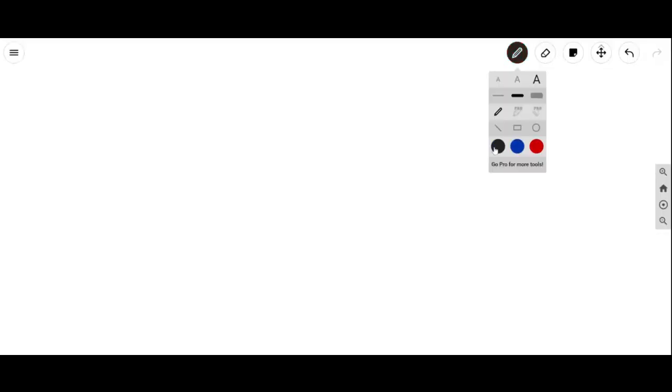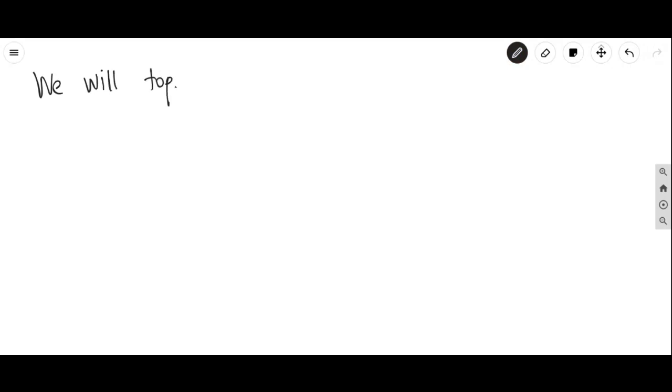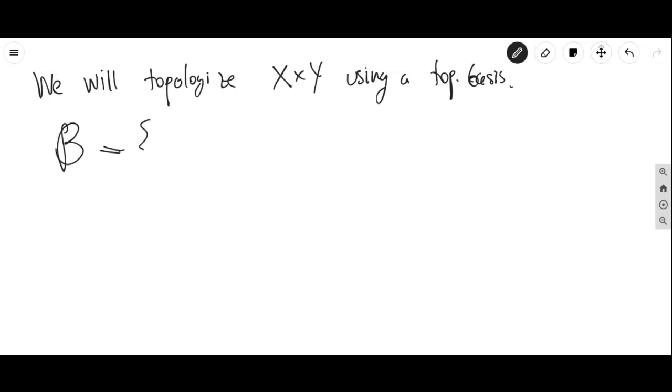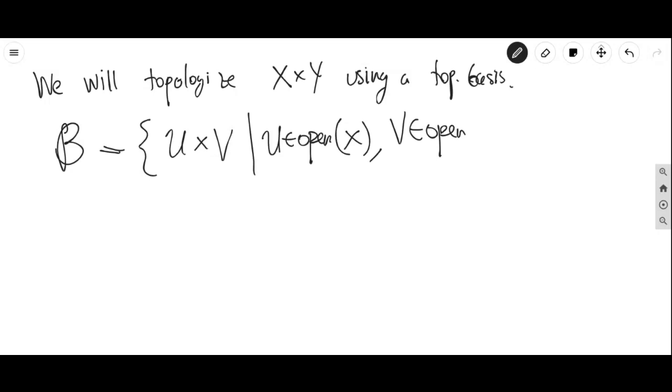So the reason why we introduce this is we will topologize the Cartesian product using a topological basis. Our basis here is going to be the collection of the following sets, U times V, where U is open in X, so U is in the topology of X, and V is in the topology of Y. And when you do that, you form a topological basis.